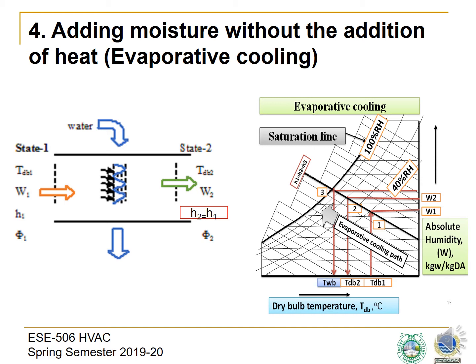So H2 will be equal to H1, and in the middle the water is shown. So it is humidification or dehumidification. A practical example is a desert cooler. Here we are only adding water, and by the addition of water cooling is experienced. So this process is called the evaporative cooling process.